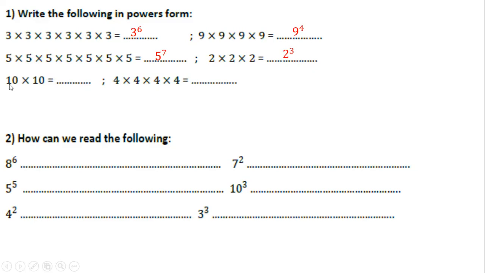Yes, Rama. You have 10 times 10. How do we write it in power form? 10 squared. Yes, 10 squared or 10 to the power 2. Thank you, Rama. Now I move to Mariam. 4 times 4 times 4 times 4. Write it in power form, please. 4 to the power 4. Thank you, Mariam. So this is how we write any number in power form.